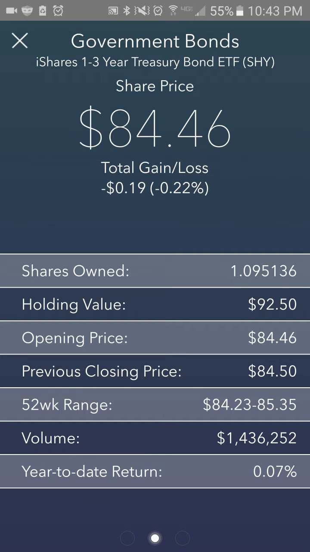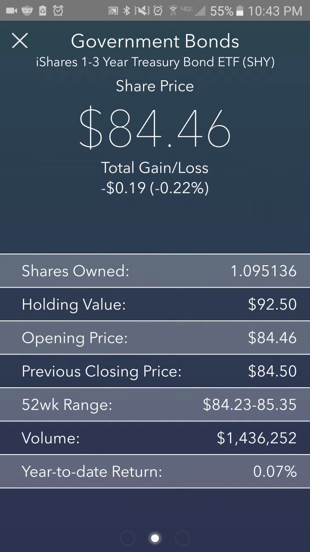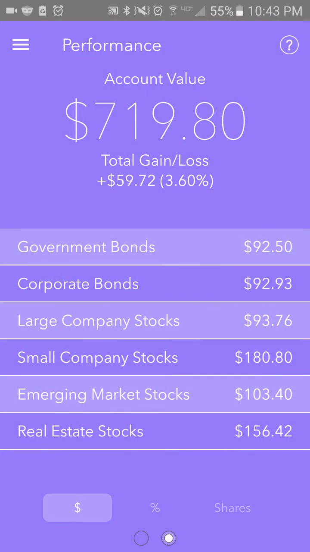Now my total gain loss on this is a lot less, but I'm also invested a lot less in this, because if I was investing more conservatively, in these top three you see here, government bond, corporate bond, large company stocks, my overall gains would be lower. So my higher invested ones are the ones that give me better returns. Hence the moderately aggressive portfolio.